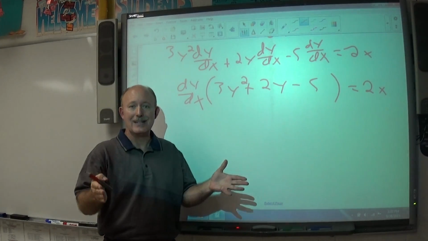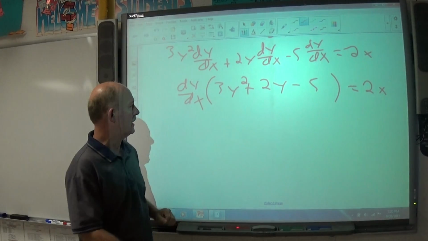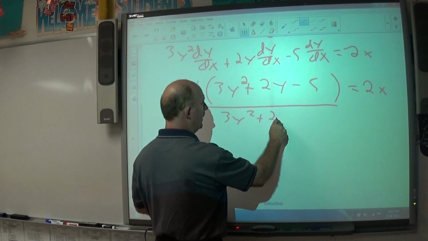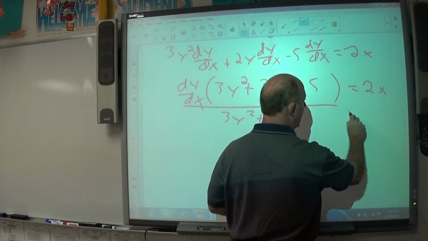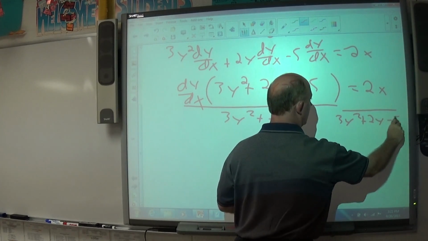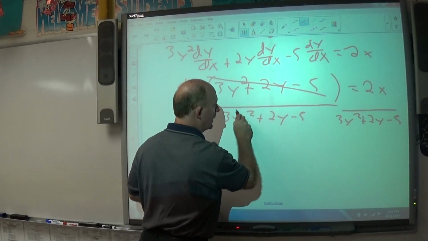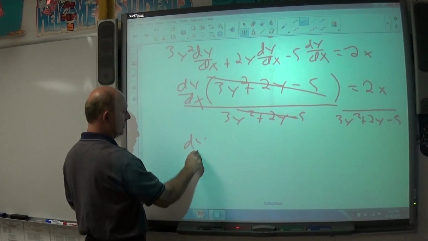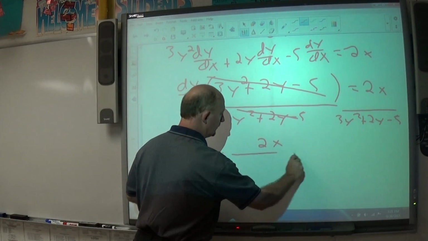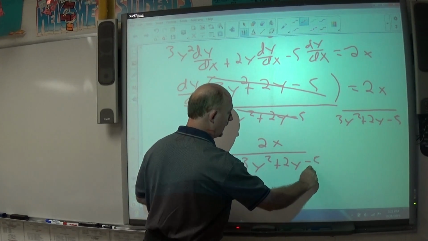Now, to finish solving this for dy dx, this is dy dx times this expression here. So we're going to divide the left-hand side by 3y squared plus 2y minus 5, and then you've got to divide the other side by the same thing. So 3y squared plus 2y minus 5. So we've got to divide both sides of our equal sign by the same thing. So these two are going to cancel out. And we end up with our derivative now: dy over dx is equal to 2x divided by 3y squared plus 2y minus 5.